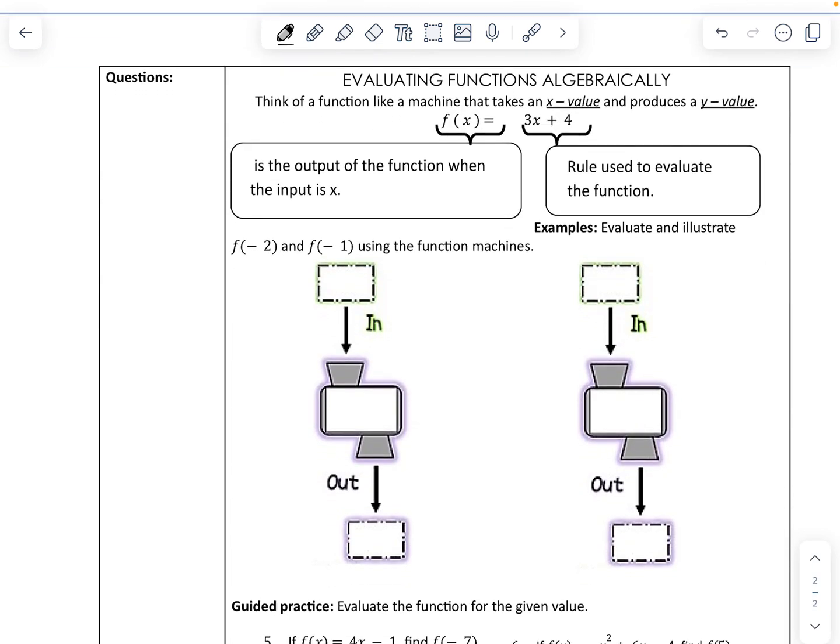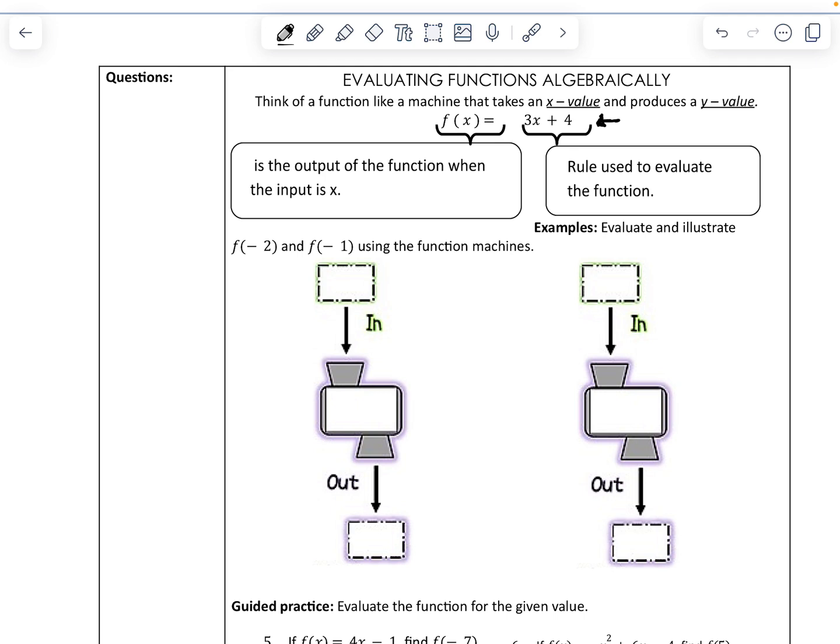Evaluating functions algebraically. So here are little machines. Think of the function like a machine that takes an x value and produces a y value. So in this particular function, we're going to use f of x equals 3x plus 4. So f of x, so what we put inside the parentheses is going to be our input. Then we're going to run it through our function right here and figure out what we spit out.